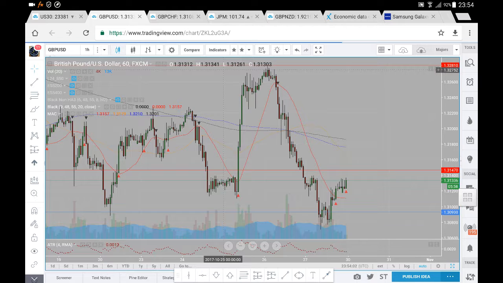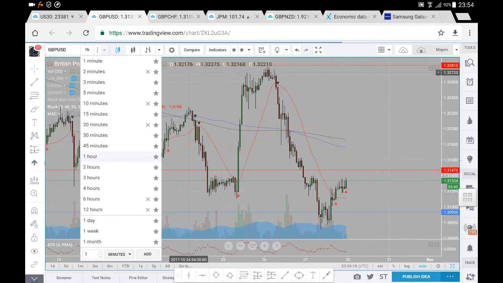Overall, however, we'll have a look at the higher time frames to see the overall trend, but overall, we do seem to have some weakness in the pound, despite the fact that everybody expects a rate hike in the not too distant future. I think most of the weakness is due to the fact that the market seems to be pricing in a rate hike by the Federal Reserve in December.